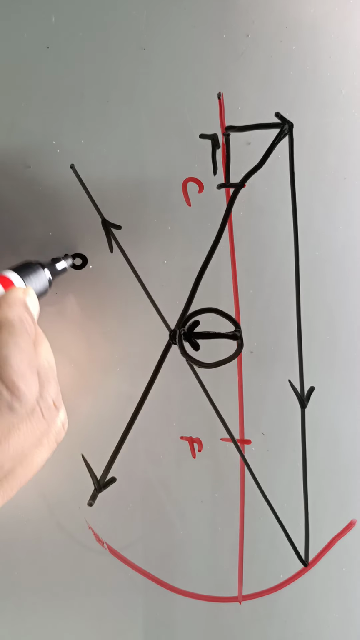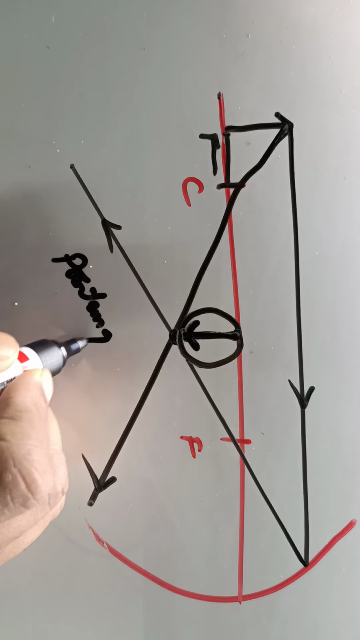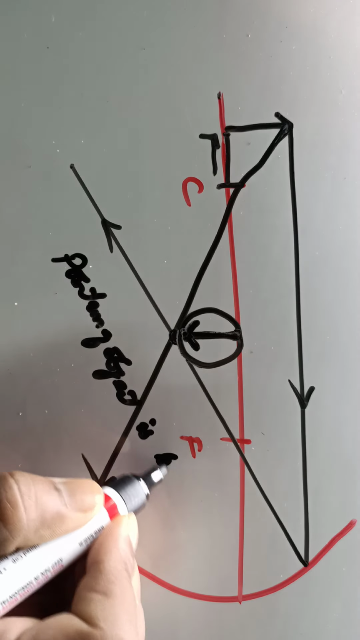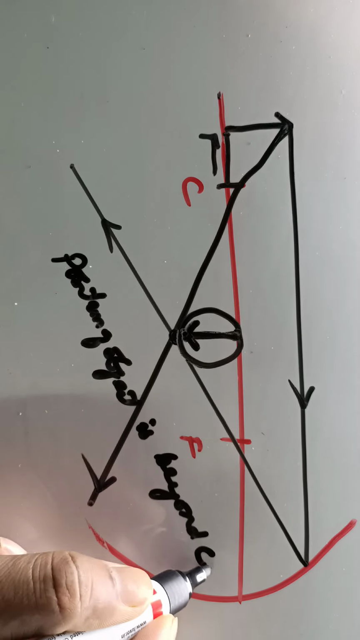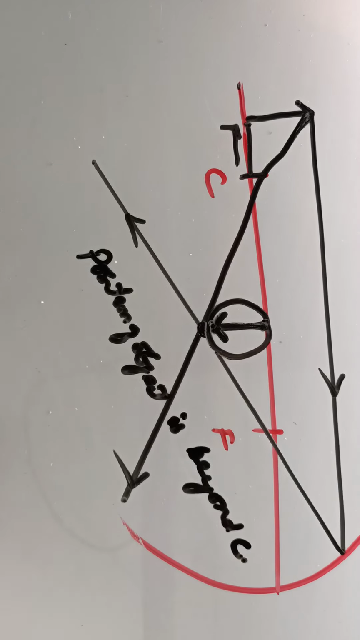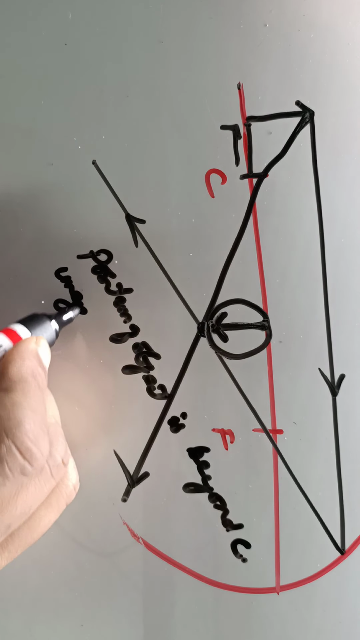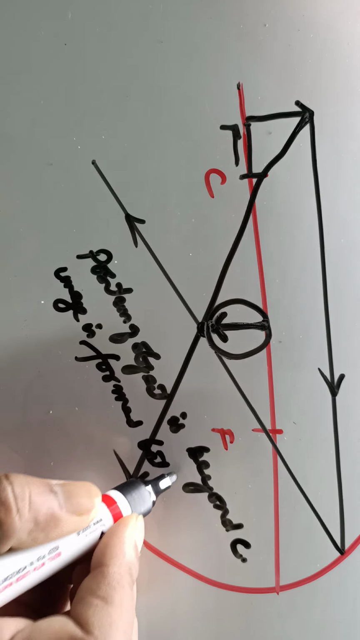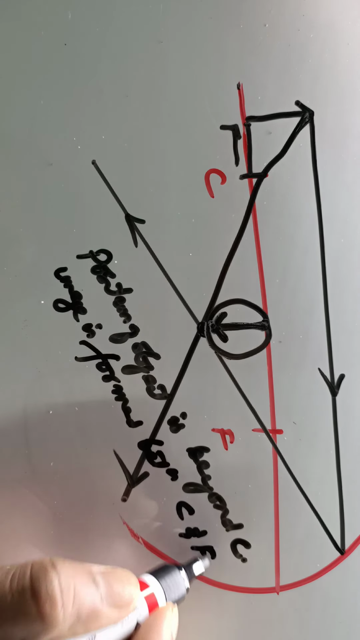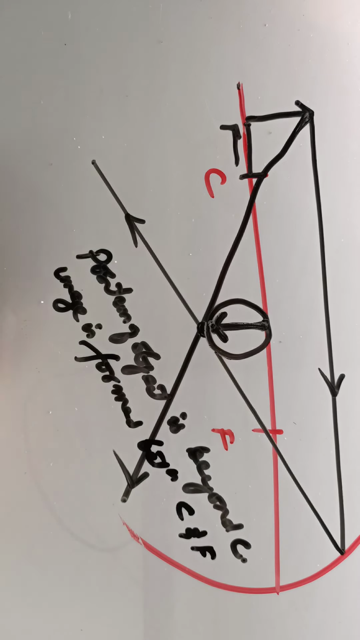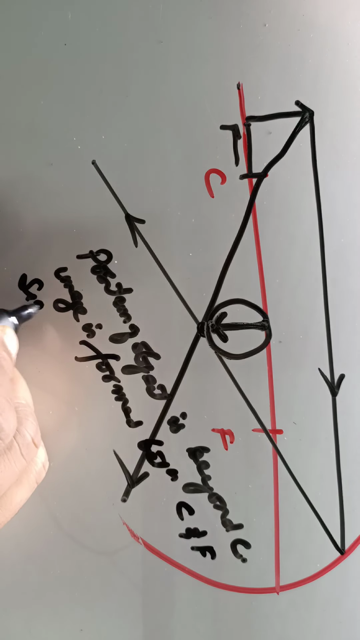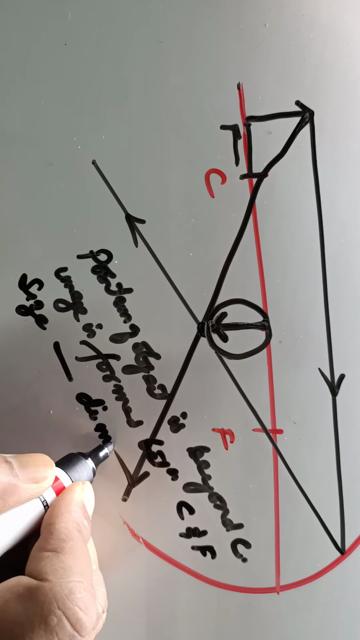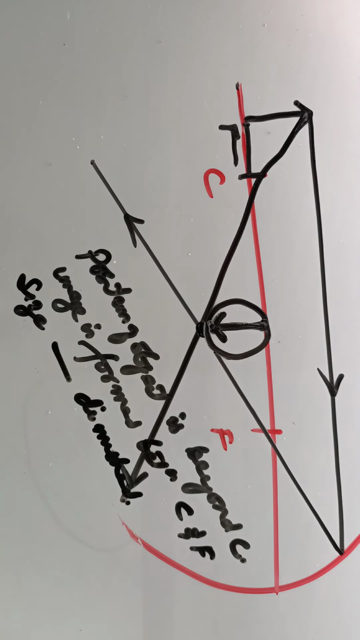what is the position of the object? The position of the object is beyond C. Where is the image formed? The image is formed between C and F. And what will be the size of the image? The size of the image will be diminished. That means it is smaller than the object.